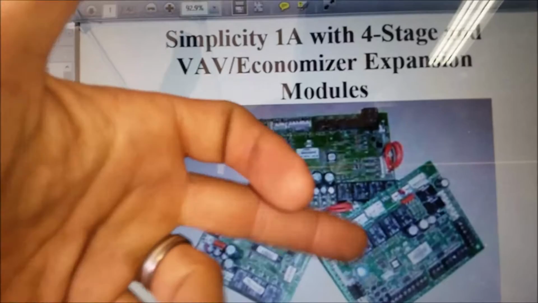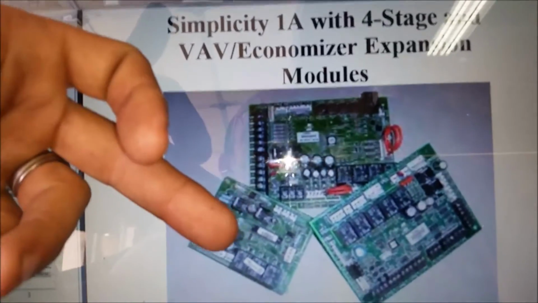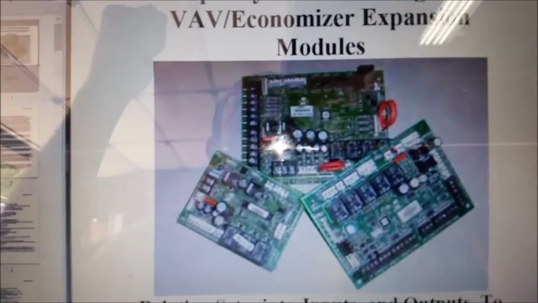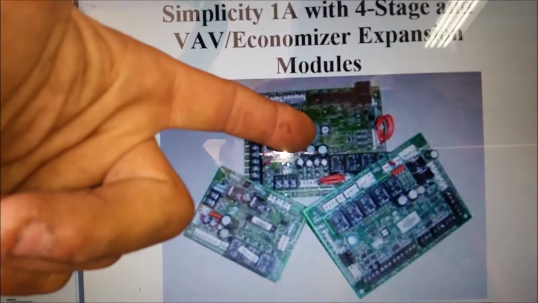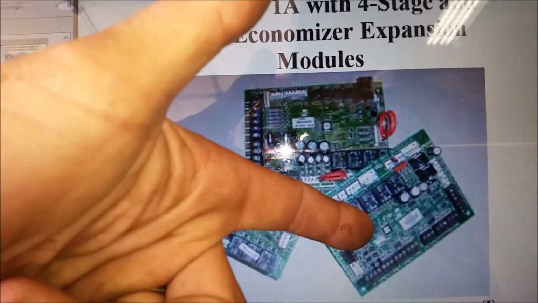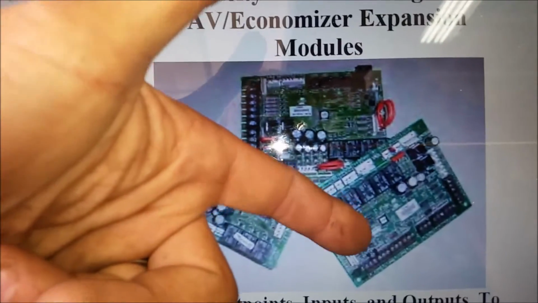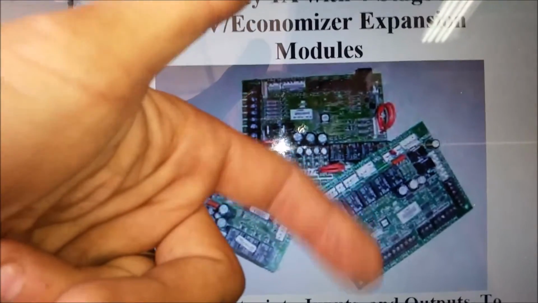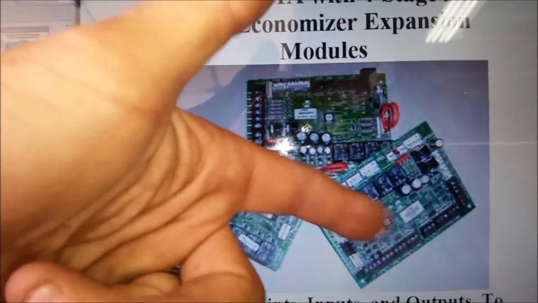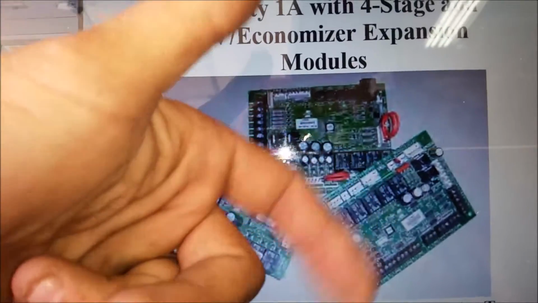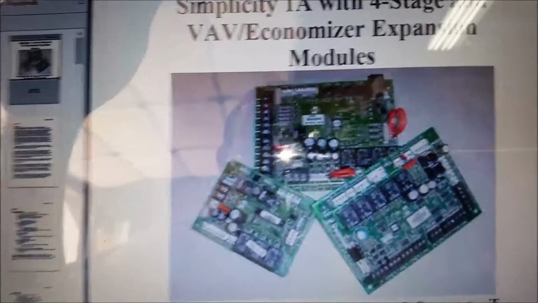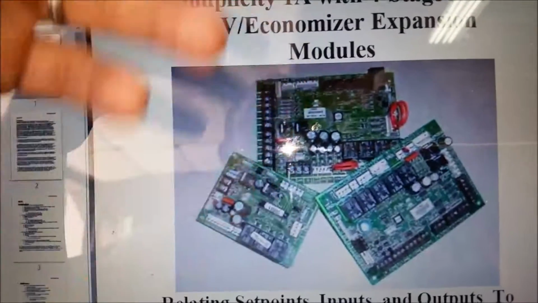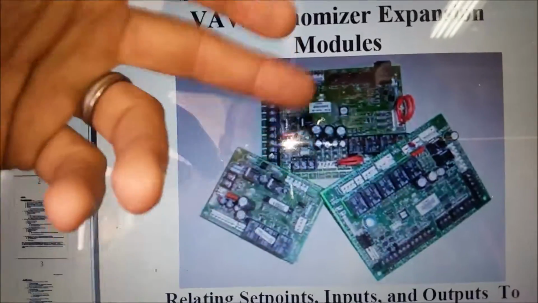They brought in the four-stage expansion, and obviously an economization expansion board. So you may come across a rooftop unit that has the 1A board, but you'll also notice an expansion board on your larger rooftop units that have up to four stages of cooling and more stages of heat. That's what this expansion board is for. Also, it gave the possibility for operating a VAV off a freq drive, so you get variable air volume. So these were expansion boards.